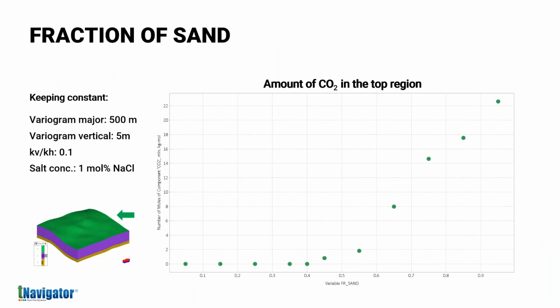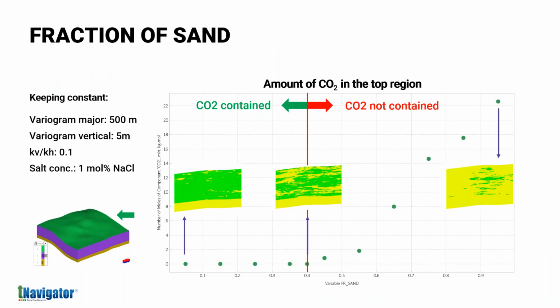And what we see here is on the y-axis of the plot, number of moles of CO2 in million kilomoles. And we can see a clear distinction between those models on the left side of this line and those on the right side of this line. So left side means that CO2 is contained. So within the very top layer, we don't actually observe any CO2 after 500 years. And on the right-hand side, we have increasingly more and more CO2 showing up into this top region with increasing fraction of sand. So this makes sense, obviously, logically.